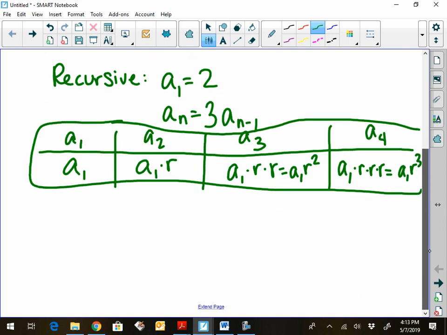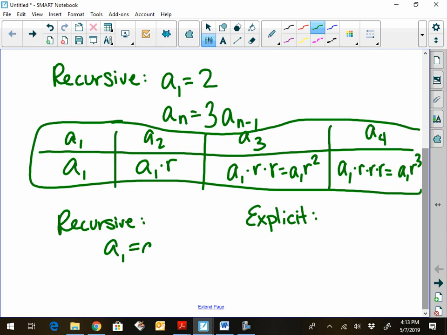So in general, our explicit comes from our recursive. So I'm going to write explicit over here. I'll write our recursive over here. So recursive, we know a sub 1 first equals a sub 1. That's what we have to state initially. And then a sub n, in this case, equals r times a sub n minus 1. So whatever that ratio is, we multiply it. So our explicit, we can kind of gather from this last part that we wrote here.